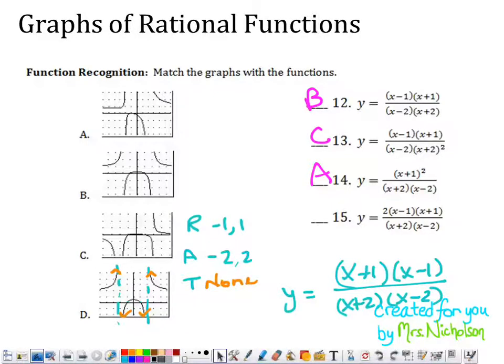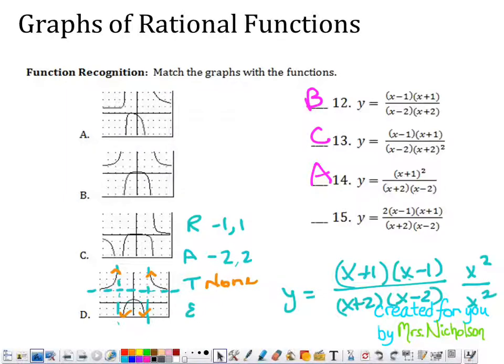Right, none here. End behavior. On this graph, it looks like our horizontal asymptote is up here at 2. And so that means that my exponents should be the same, which they are. In the numerator, I have x squared if I were to multiply x times x. And same in the denominator, x times x would be x squared.